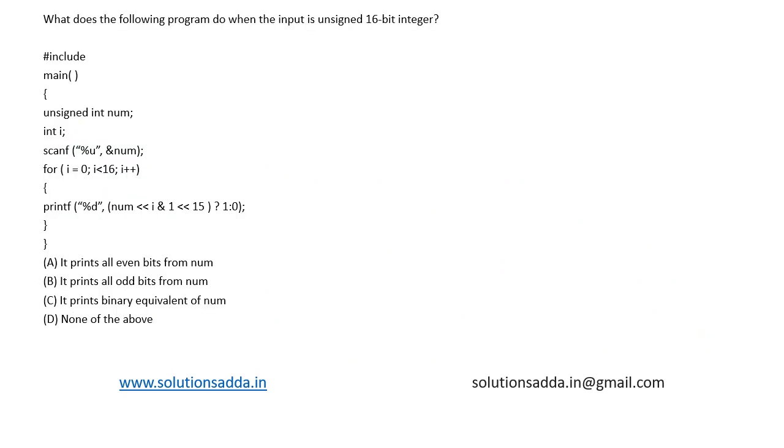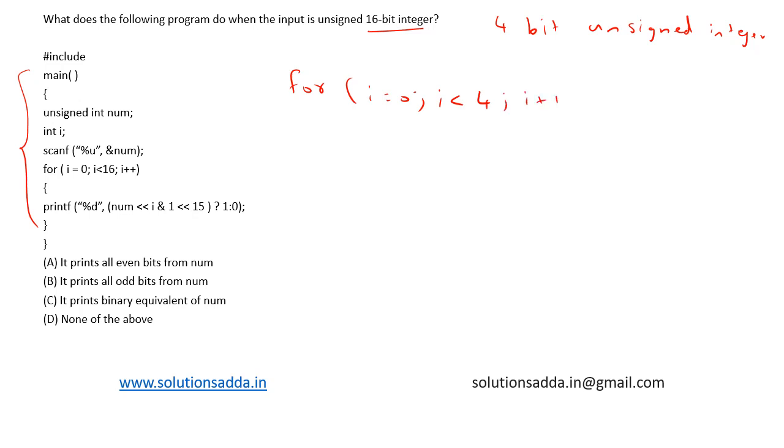This is a question from C programming. What does the following program do when the input is a 16-bit integer? And this is the following code. For the sake of simplicity, let's assume we are having a 4-bit unsigned integer. Then let's see what happens. Here the loop would be for I equal to 0, I less than 4, I plus plus, and printf will have num left shift I and 1 left shift 3. Using the ternary operator, 1 or 0 would be returned. So AND is bitwise AND.